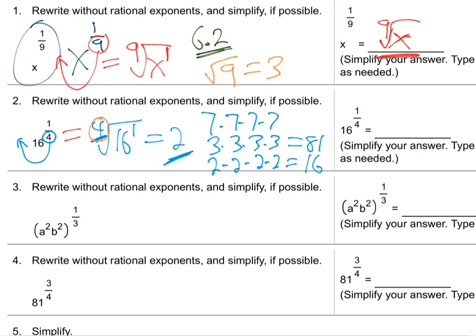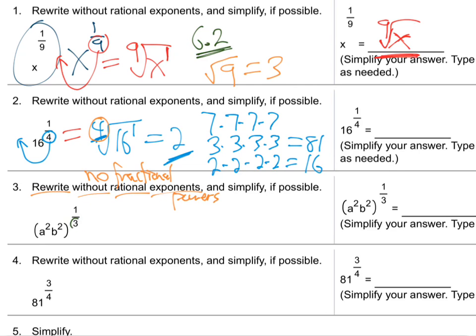What do they want me to do on this next one? Rewrite without rational means fractions, exponents or powers. So they want no fractional powers, please. They want me to get rid of that fraction up there in the power. You tracking with me? Rewrite without rational exponents, with no fractional powers. So how do I do it? What do I do with that 1/3?